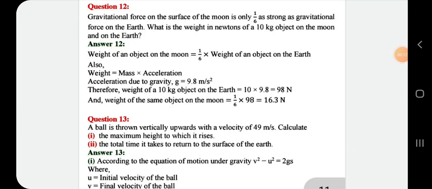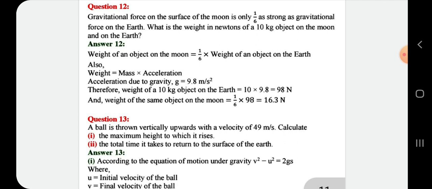So here question 12 in the exercise says gravitational force on the surface of the moon is only 1/6 as strong as gravitational force on the earth. What is the weight in newtons of a 10 kg object on the moon and on the earth?